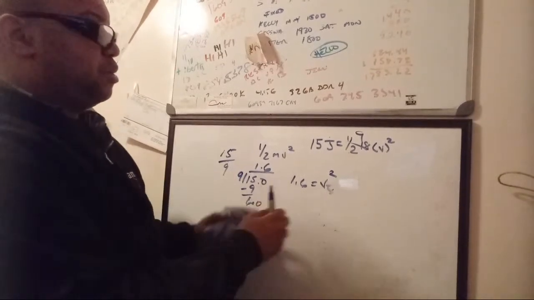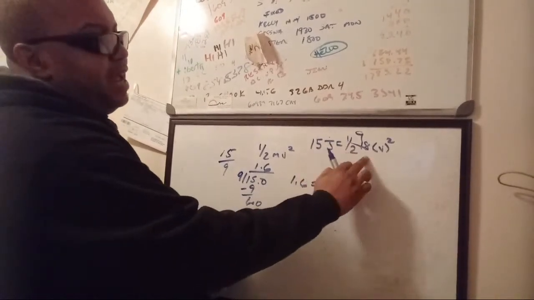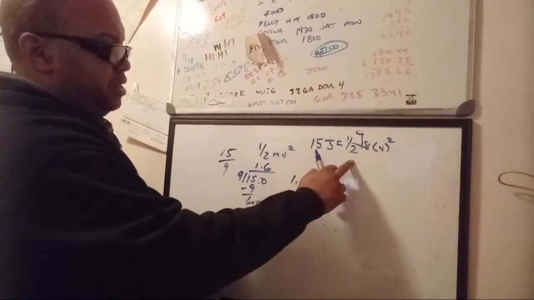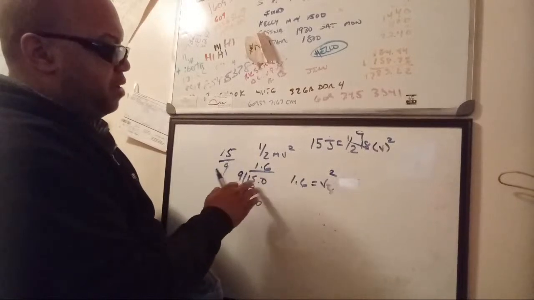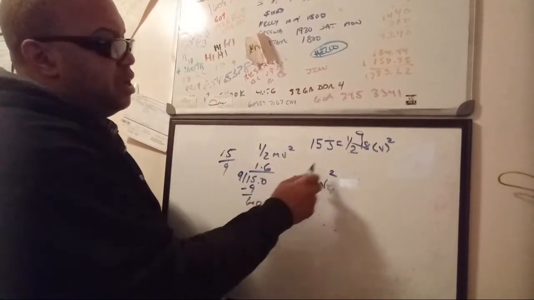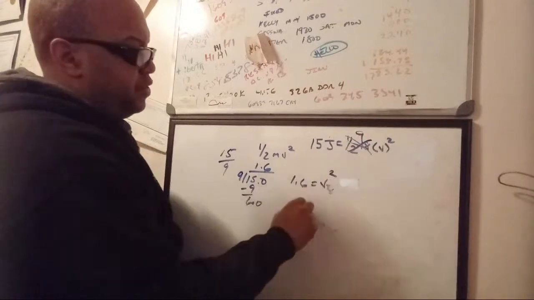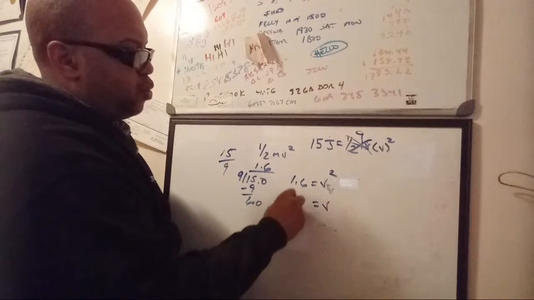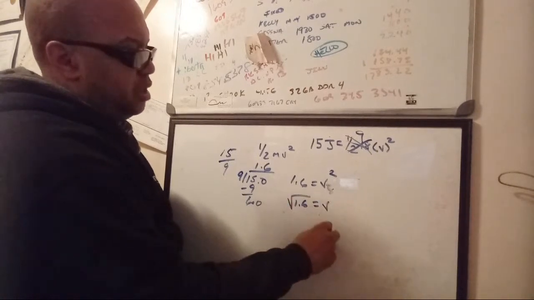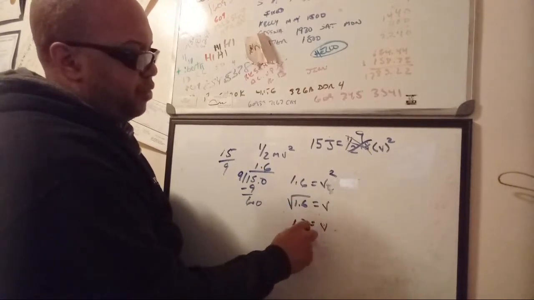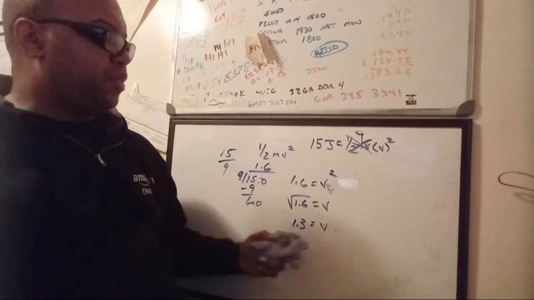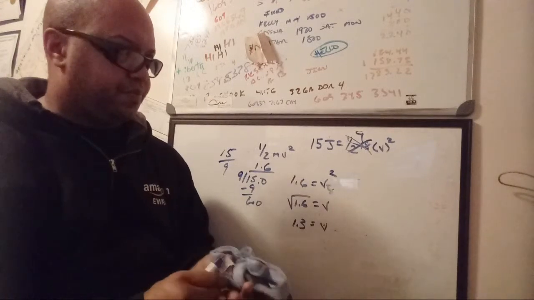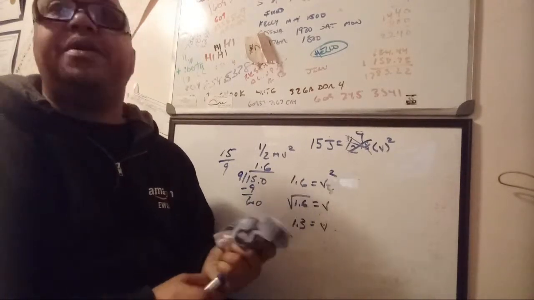Let me just break it down. I multiplied 18 times the half. That gave us 9. I divided by 9 on both sides. 15 divided by 9 is 1.6. So v squared is over here by itself. So 1.6 equals v squared. V is equal to the square root of 1.6, so v is equal to 1.3. If you square 1.3, you'll get 1.6. So that's why it is the speed or velocity.